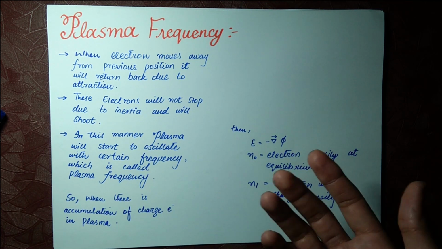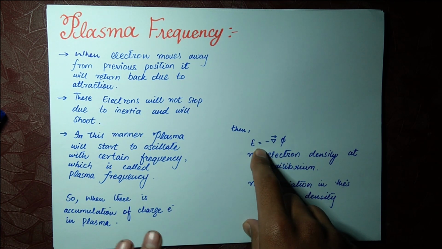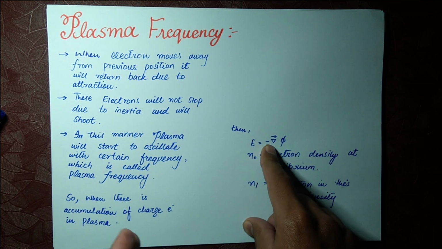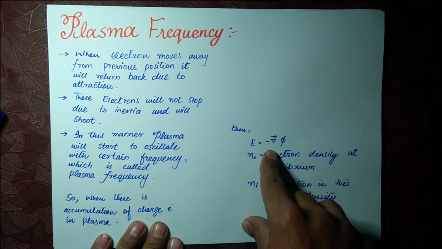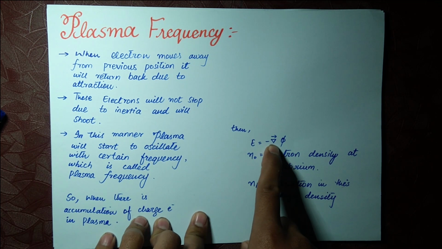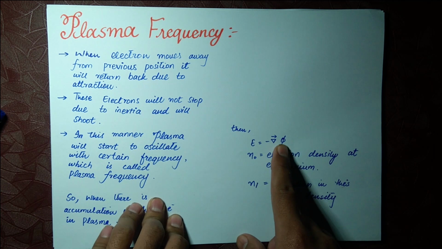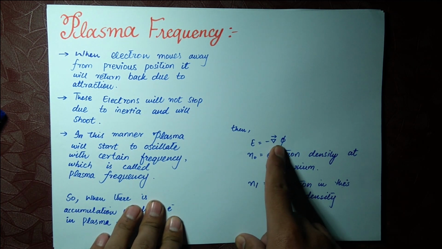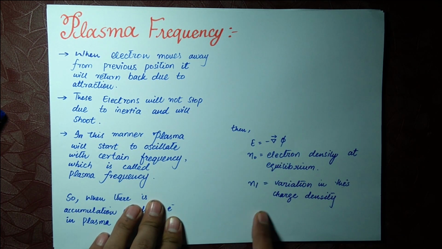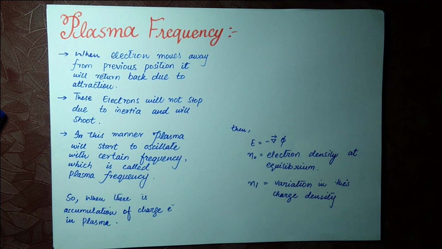So let's say that we have an accumulation of charge E, and from that accumulated charge we have an electric field. You know that the electric field is the negative gradient of its potential. So this is representing del phi is equal to E, and del dot E is equal to rho over epsilon naught, Gauss's law.